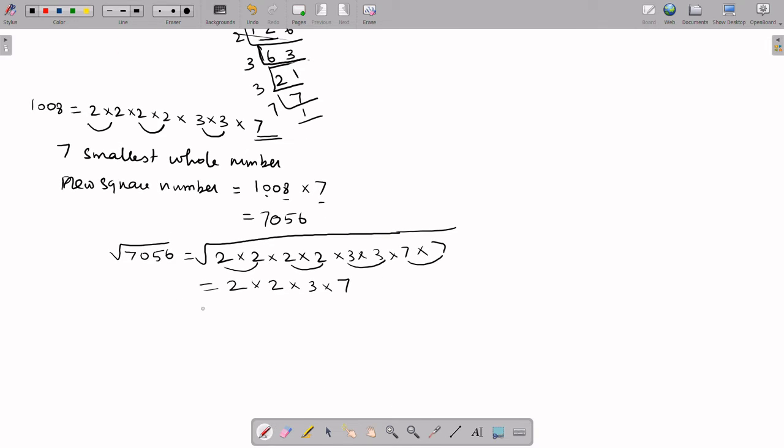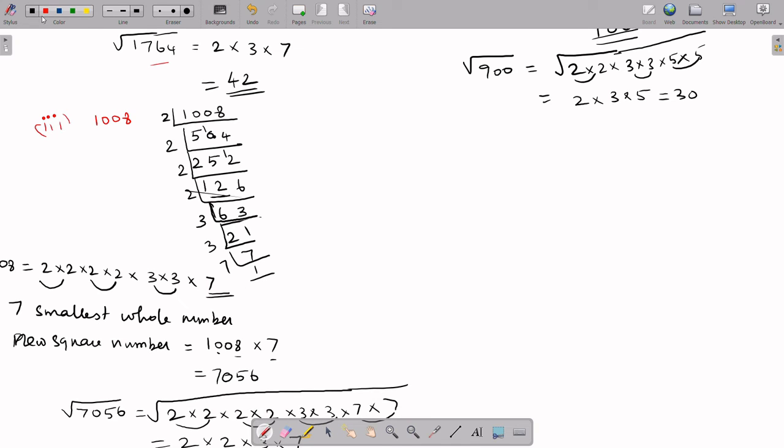to find the square root of this number. So when you multiply, 2 2s are 4, 4 3s are 12, 12 into 7 is 84. So the square root of 7056 is 84. Okay, and now we pass on to the next problem.